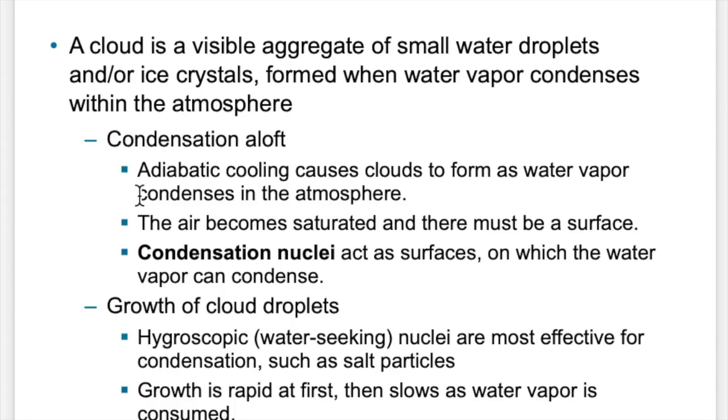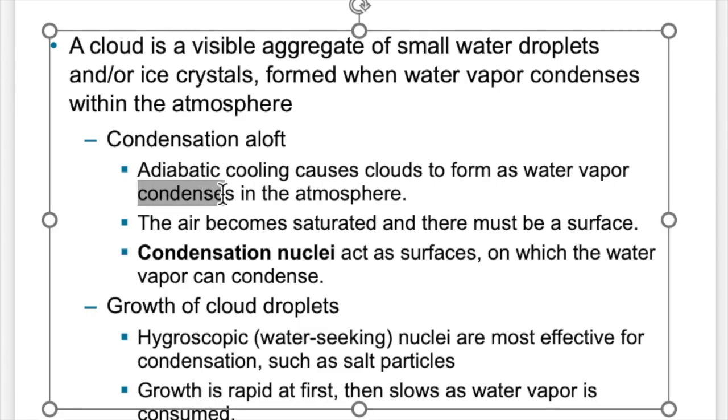And as water vapor condenses, we learned the phase changes of water. This is condensation. So we know condensation is a warming process. So the air becomes saturated and there must be a surface for the water vapor to condense on.